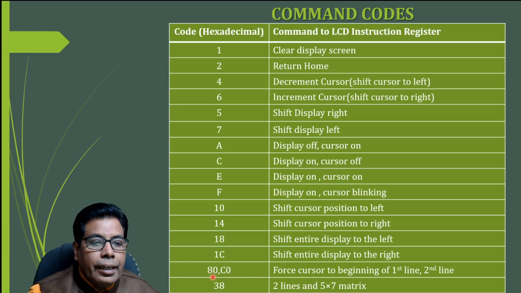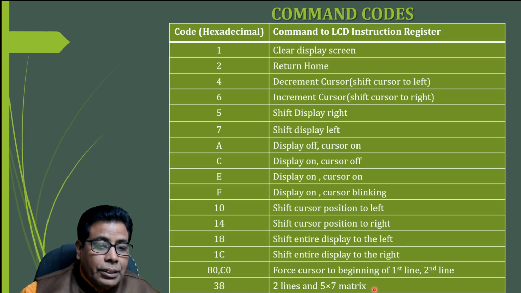Then 2 important commands. The hexadecimal code 80 will force the cursor to the beginning of the first line. If we are using a 16 by 2 display, 16 characters by 2 lines, then to display on the first line we make use of 80, and for the second line we make use of C0. These are hexadecimal codes. Then 38 is 2 lines and 5x7 matrix. This is the common display which is used for most of the projects.